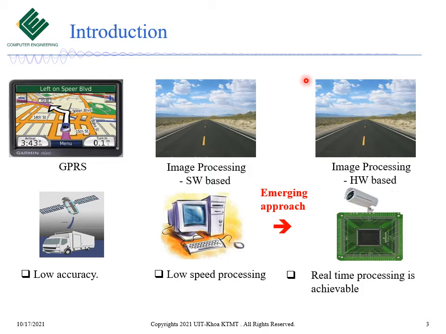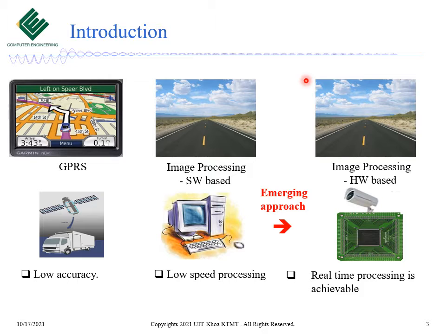First, I would like to introduce my research topic. My research topic focuses on autonomous vehicle navigation. As we know, there are several techniques for autonomous vehicle navigation, such as GPS and image processing. GPS is very convenient and very popular, but it has low accuracy. For image processing, currently they focus on the software base.